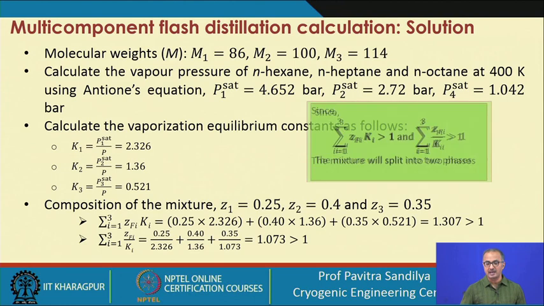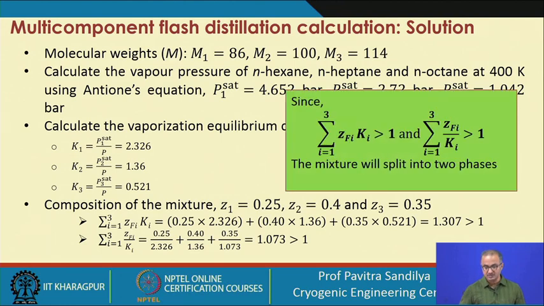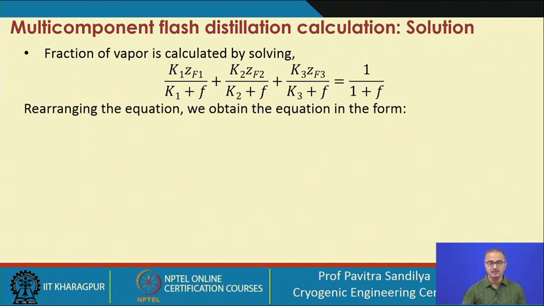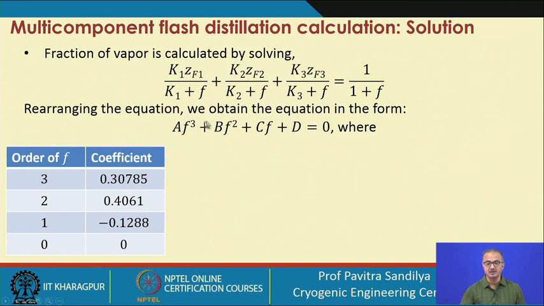So, after ensuring that the feed is going into two phases, now we are ready to do the rest of the flash calculations. For this, we use the equation we derived earlier, which is coming from the material balance and the equilibrium relationship, and here the F represents the ratio of the liquid to vapor flow rates. If we rearrange it, we will get a cubic equation like this, and we can easily find out the values of these A, B, C, D, etc., which will be coming out to be like this.